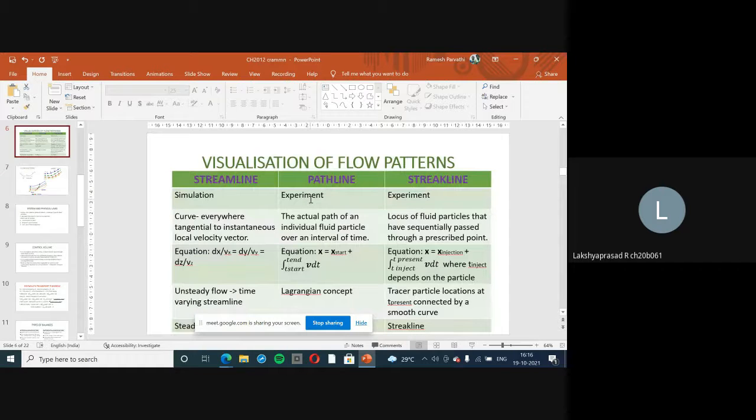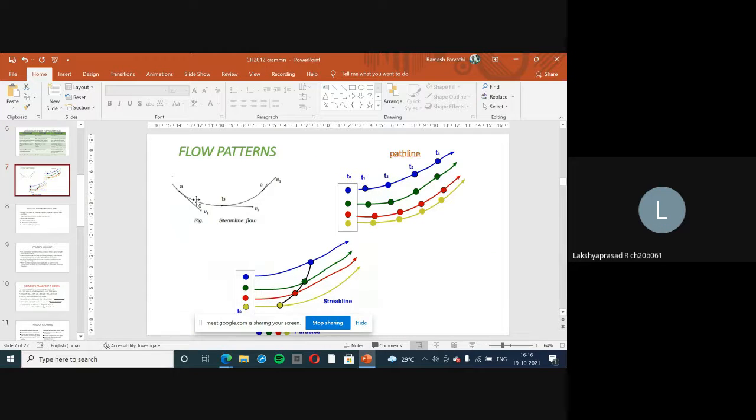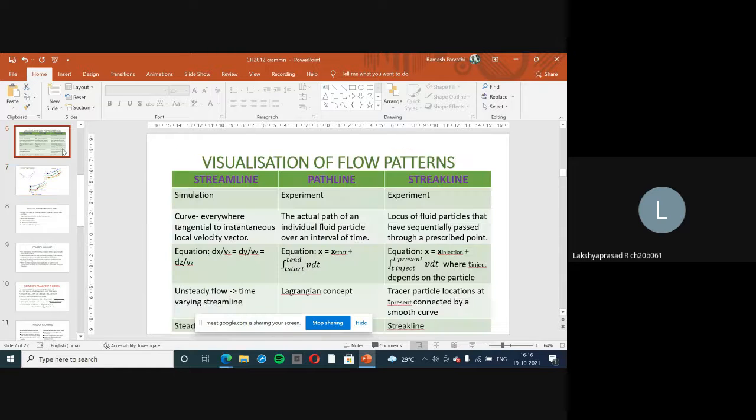Basically, a streamline is a curve that is everywhere tangent to the instantaneous local velocity vector. As you can see in this picture, this is a streamline, and you pick any point and draw a tangent to it. That will be the velocity of that particular fluid particle, or the velocity vector at that point. As you can see, at A, B, and C, the tangents v1, v2, and v3 are the velocity vectors.